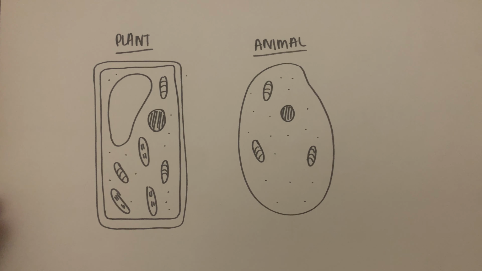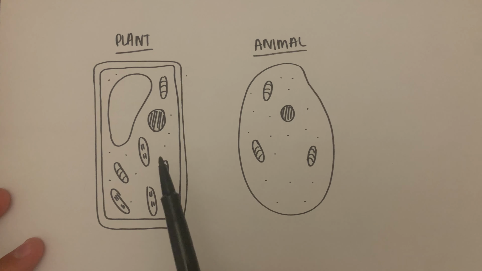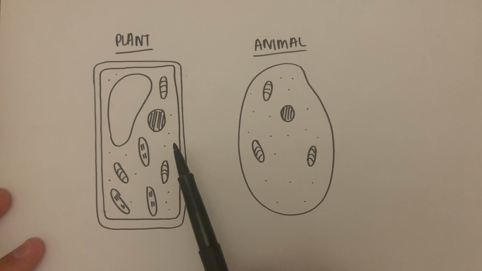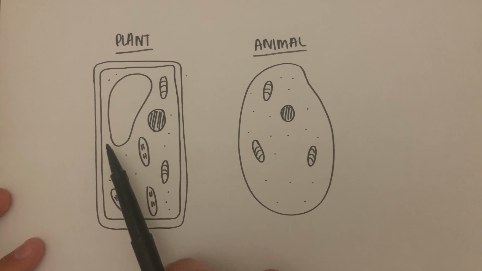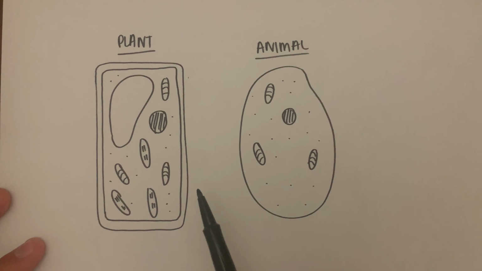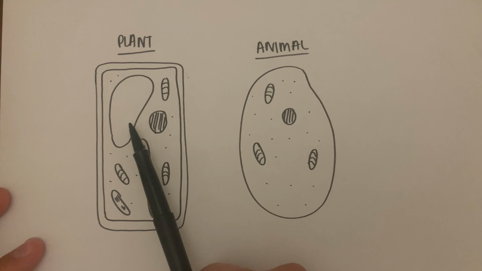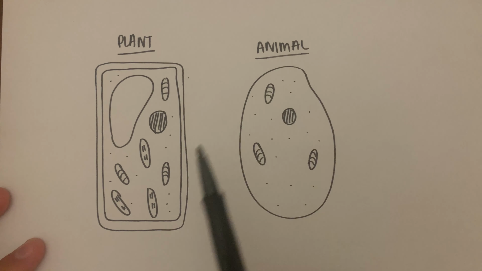So hopefully now you should be able to tell the difference between a plant and animal cell, and you should be able to describe and label the functions of each of these subcellular structures, which are included inside of each of these cells. You should also know that plant cells are actually slightly larger than animal cells.